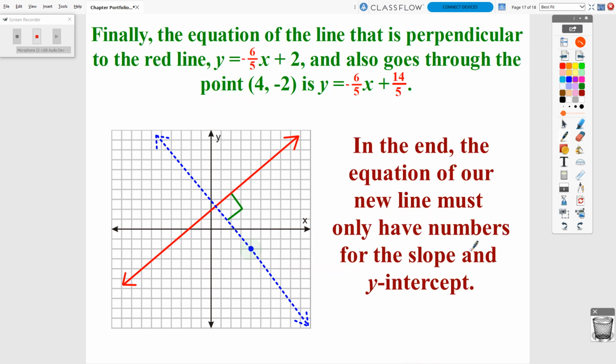So now we just need to finish this up. Here is the equation of our blue line. It has a slope of negative 6/5. It is the opposite reciprocal of our red line, but it had a different y-intercept, right? And we had to solve for what that was. And again, just keep in mind, your final answer for your equation must now have a y and an x in it. We get rid of the 4 and the negative 2. Those were just temporary substitutions so that we could solve for b.